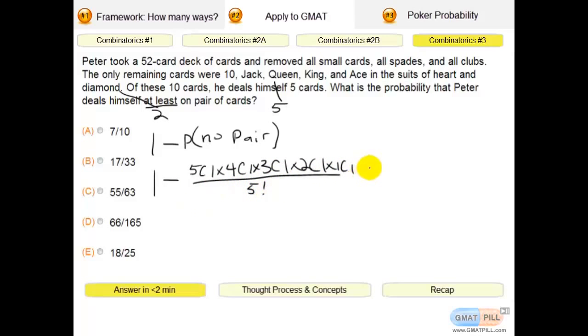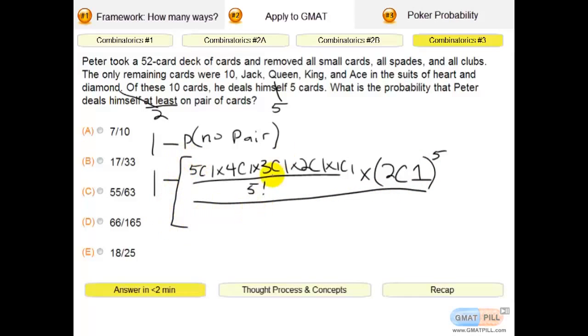You have to multiply this by, out of the 2 suits, you choose 1 suit for that, and you do it for each of the 5 cards. So you raise it to the 5th power, and all of this here is divided by, out of 10 cards, you choose 5. So really, this big expression is what we're solving for. And I already said intuitively that this part here is actually equal to just 1.